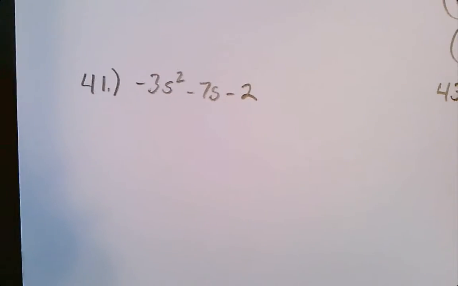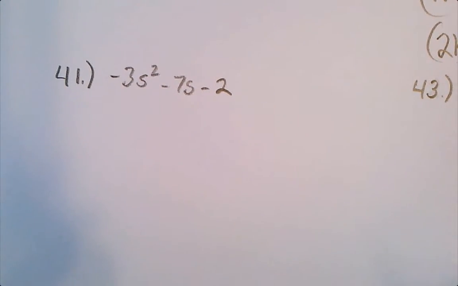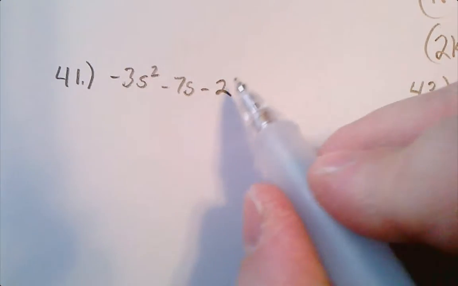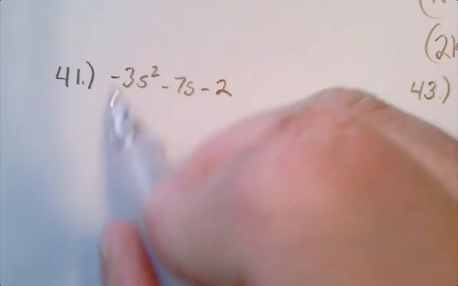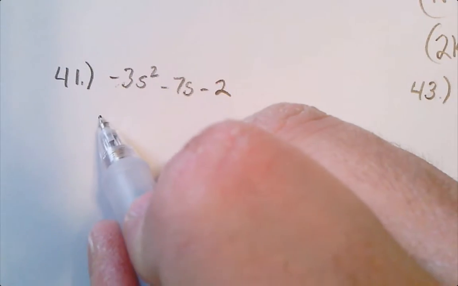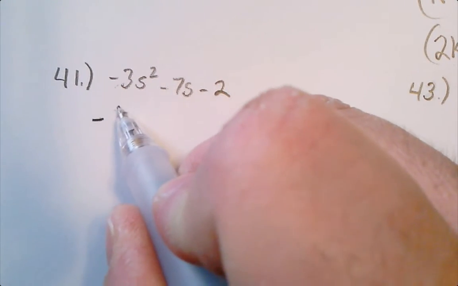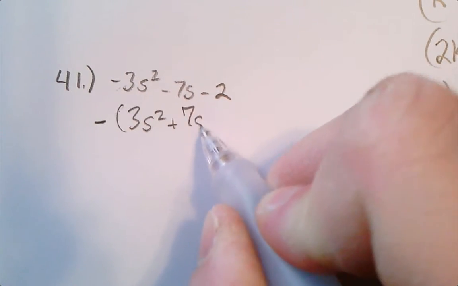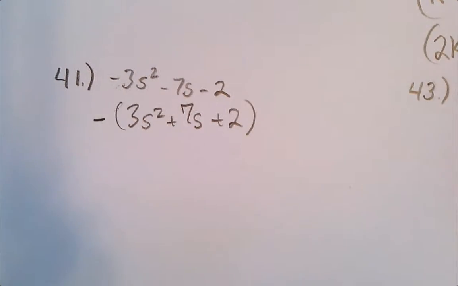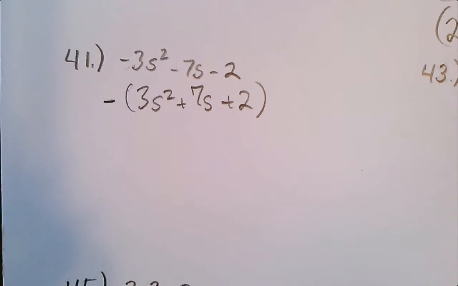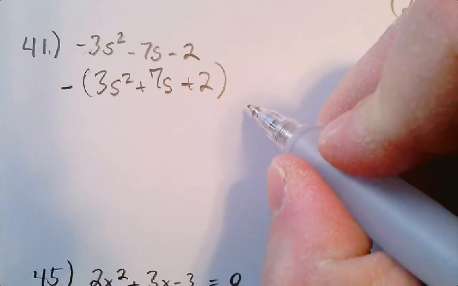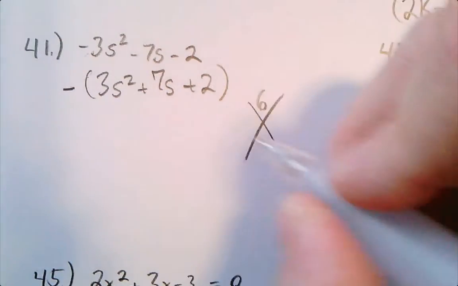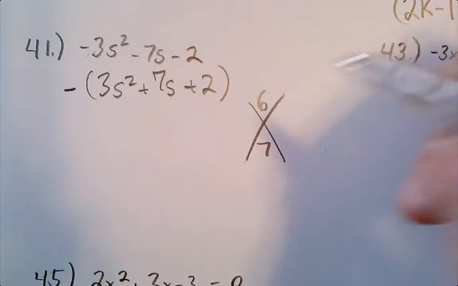All right, 41. All right, let's try this one. So negative 3, and yeah, so again, first thing I want to do is get rid of that negative and factor that out. So I'm going to put the negative out here, 3s squared plus 7s plus 2. All right. So that's much easier to figure out. So now I'm going to do my AC is going to be 6. It's going to add up to 7.